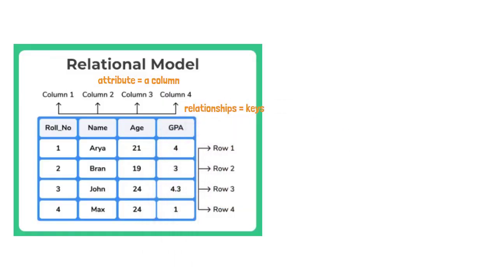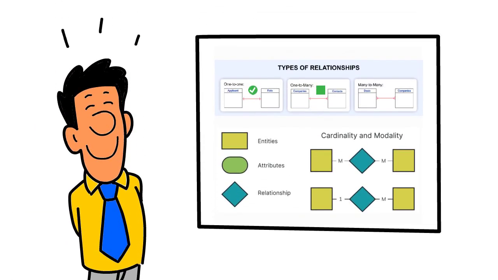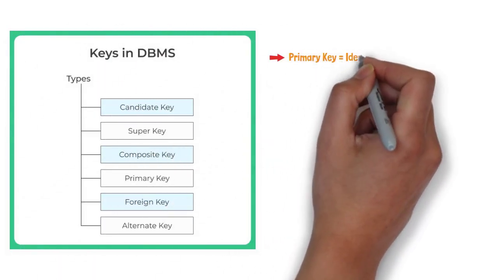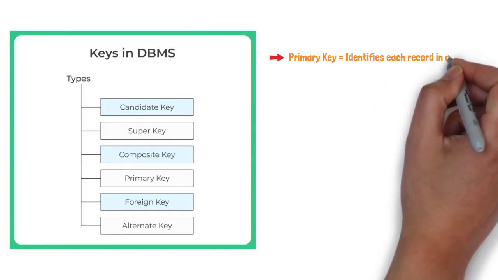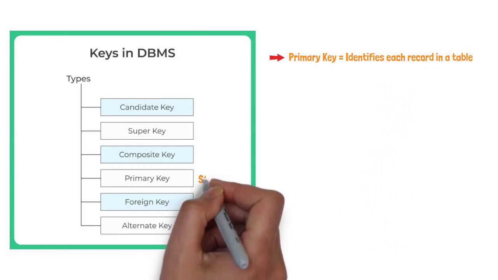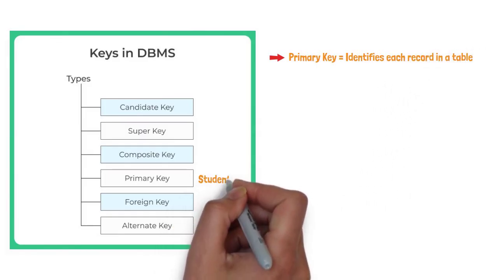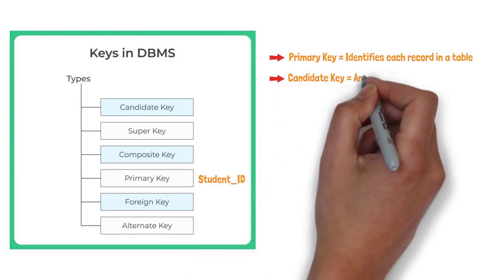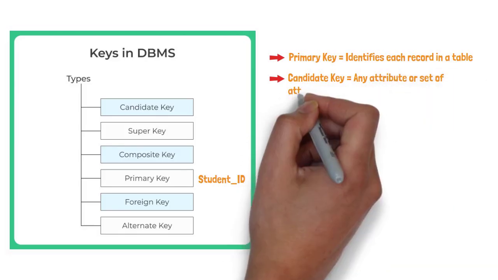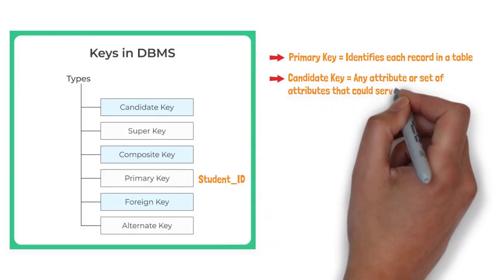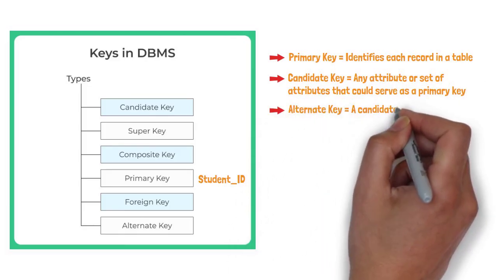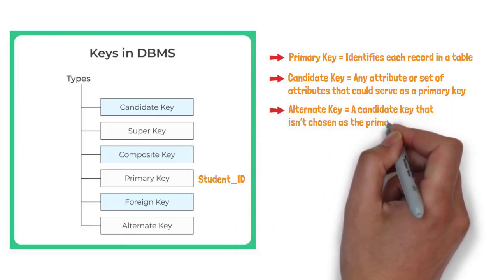Let's understand the different types of keys that make relational databases function correctly. A primary key uniquely identifies each record in a table. For instance, student_ID can be a primary key for the student table. A candidate key is any attribute or set of attributes that could serve as a primary key. An alternate key is a candidate key that isn't chosen as the primary key.